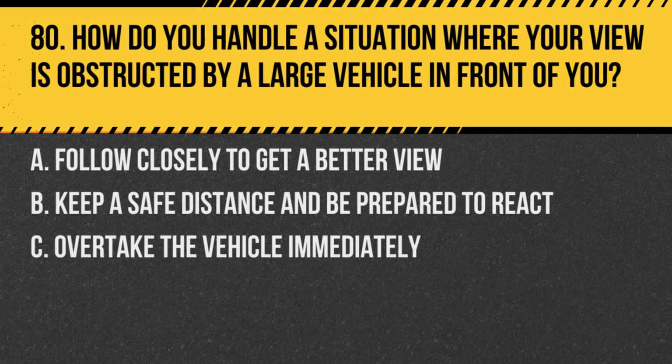Question 80. How do you handle a situation where your view is obstructed by a large vehicle in front of you? A. Follow closely to get a better view. B. Keep a safe distance and be prepared to react. C. Overtake the vehicle immediately. Answer: B. Keep a safe distance and be prepared to react. When your view is obstructed, maintain a safe following distance to give yourself time to react to potential hazards.